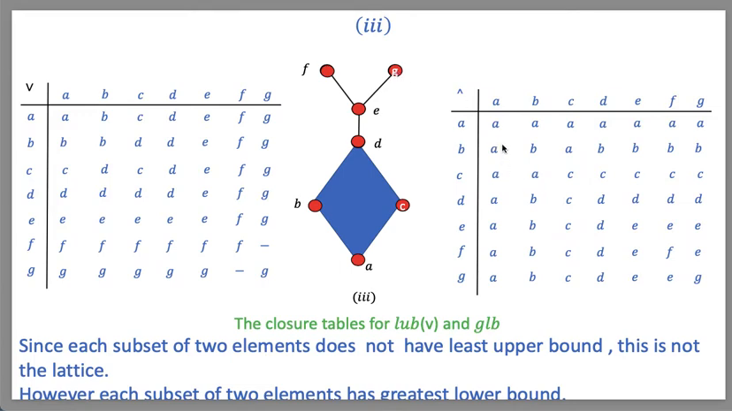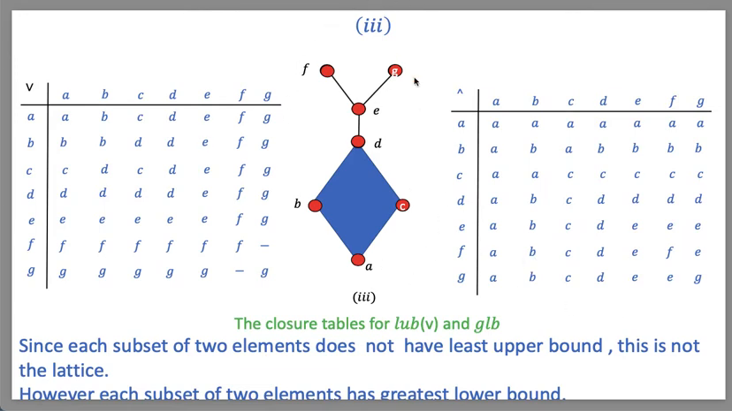Now similarly we can find greatest lower bound. Greatest lower bound of A and A is A. Greatest lower bound of A and B is A. Greatest lower bound of C and A is A. Greatest lower bound of D and A is A. Greatest lower bound of E and A is A. Greatest lower bound of F and A is A. Greatest lower bound of G and A is A. Similarly, we can calculate the greatest lower bound for all the pairs of elements.